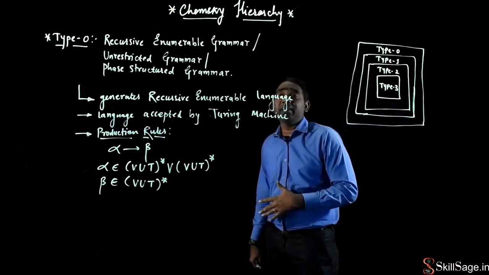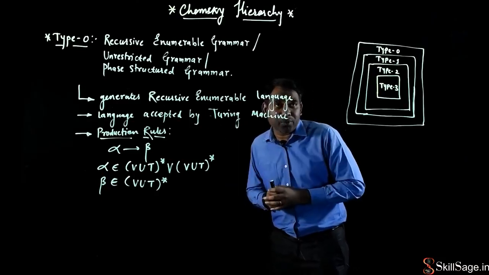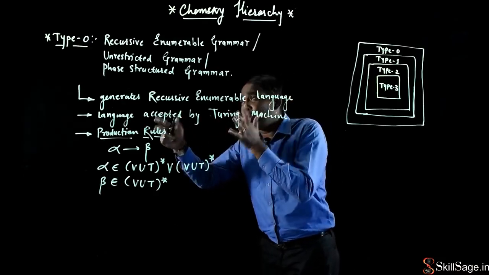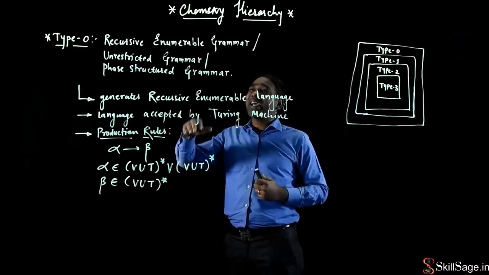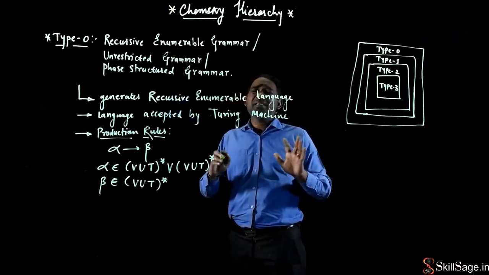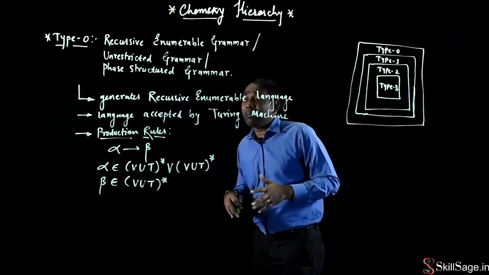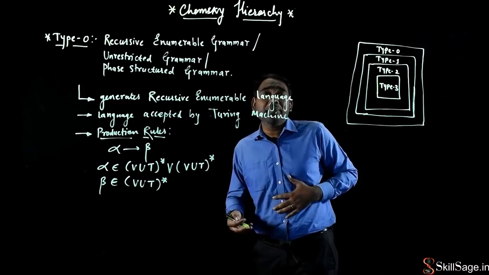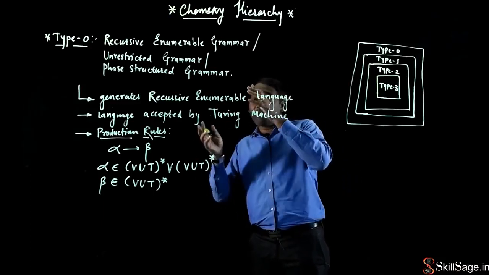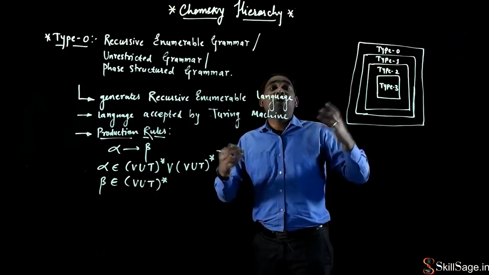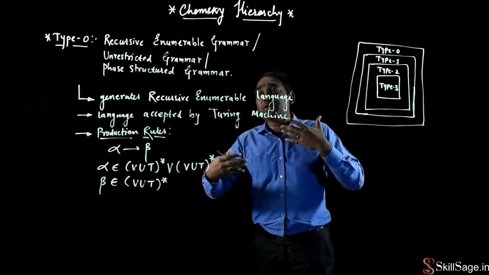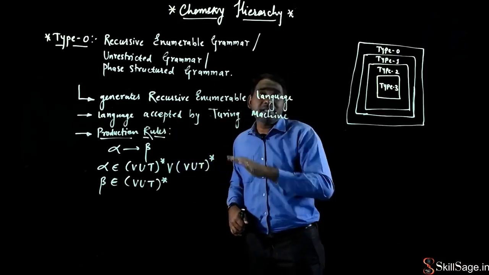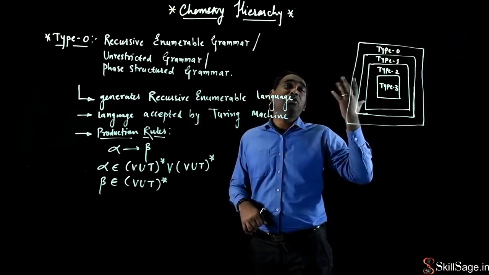That means he has put a restriction on the production rules. For type 0 grammar, as the name suggests, unrestricted grammar, there is no restriction on the grammar. If you are not putting any restriction on the grammar, the language generated from the given grammar is more complex. So that language is complex, and we have a Turing machine to accept the language generated by this grammar. That is why we can say that the Turing machine is the most powerful machine.